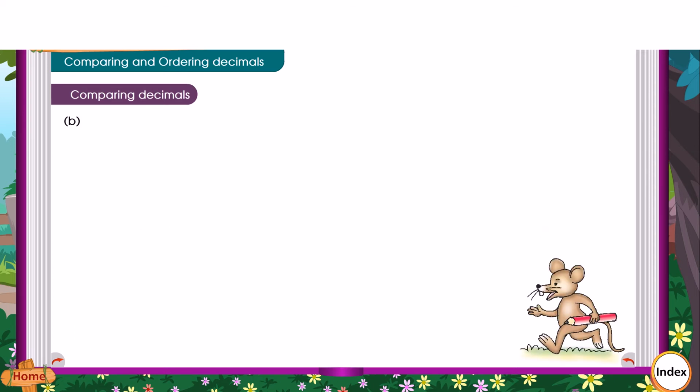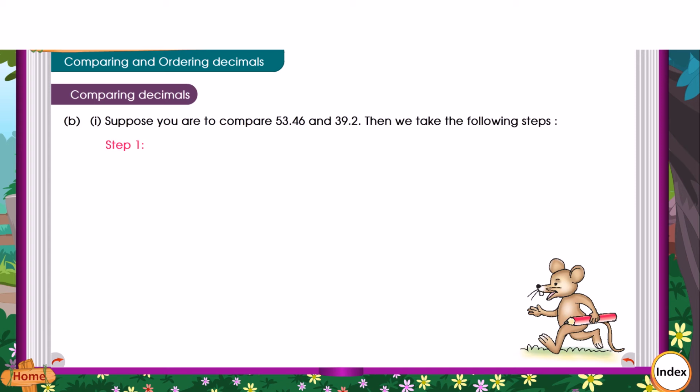B. 1. Suppose you are to compare 53.46 and 39.2, then we take the following steps. Step 1. Convert the given decimals into like decimals. 53.46, 39.2 becomes 53.46, 39.20.